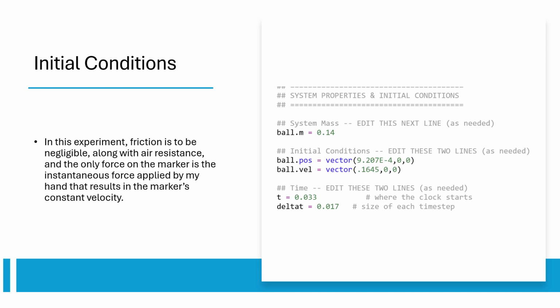Over here, you can see the initial conditions. The mass of the marker was 14 grams, so that's 0.14 kg. And then here we have the position vector starting and the velocity vector. The y and z coordinates are 0 as we are only dealing in the x-axis, and both of these values for the x position and the x velocity were found using Tracker when the velocity was considered constant. It started at about 0.033 seconds, and each movement increment is recorded about every 0.017 seconds.